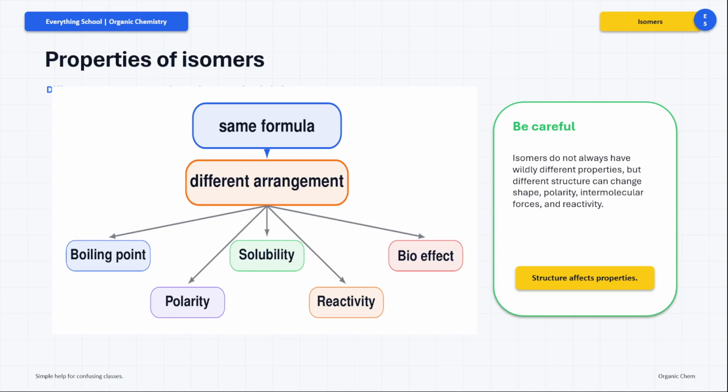Stereochemistry can also matter in biology. Two enantiomers can interact differently with enzymes or receptors. The careful way to say this is not that all isomers are completely different in every way. The better idea is that different arrangement can lead to different properties.